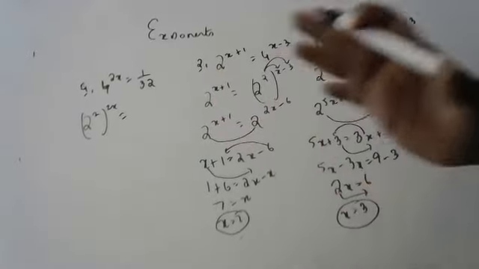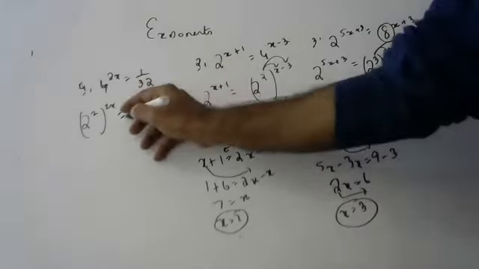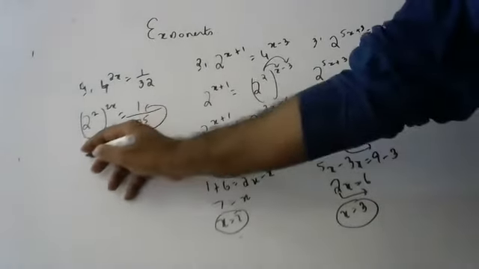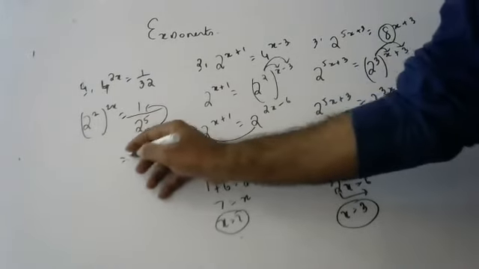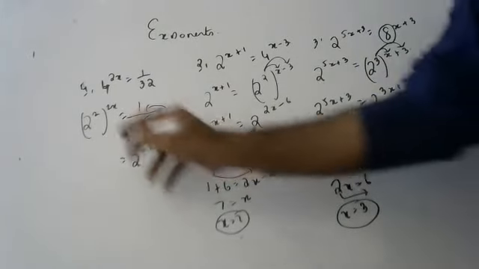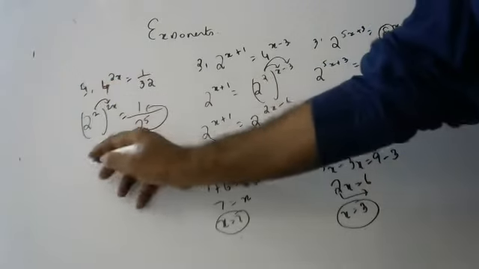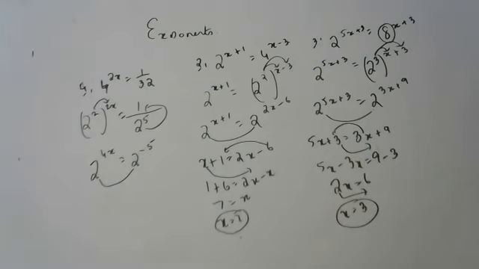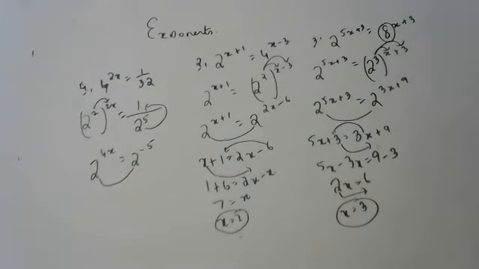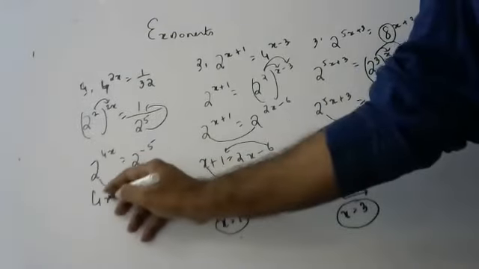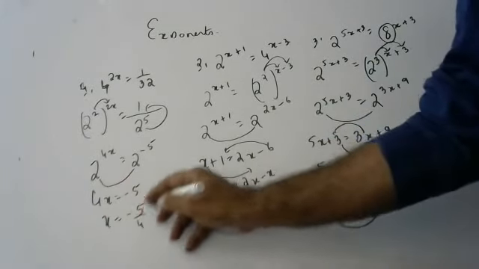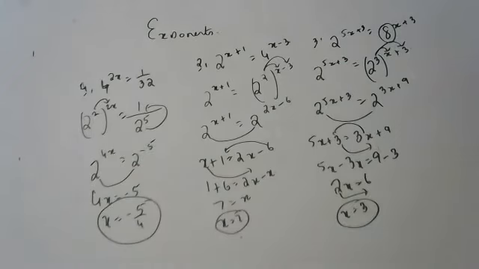Rishikesh, tell. 1 by 2 to the power 5. Very good. When you bring this up, 2 to the power minus 5. If you multiply this, 2 to the power 4x. When base are same, powers can be compared. So 4x is equals to minus 5. X is equals to minus 5 by 4. Very good. X equals minus 5 by 4.